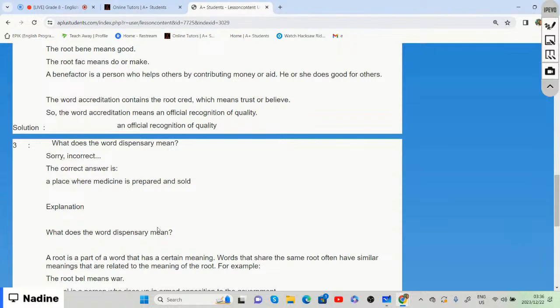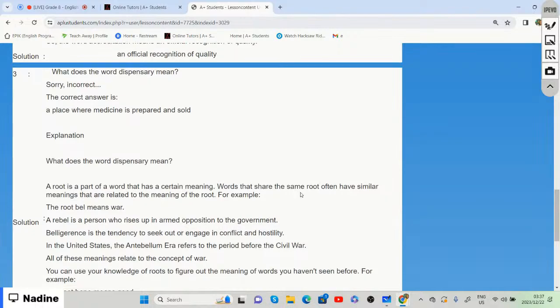So, dispensary, right? If we look at the meaning of the word dispensary, it is basically a place where medicine is prepared and sold, right? So they usually keep the different medications, let's say in the dispensary, either at the pharmacy, clinic, or hospital. So it's a place where medicine is either prepared or it is sold.